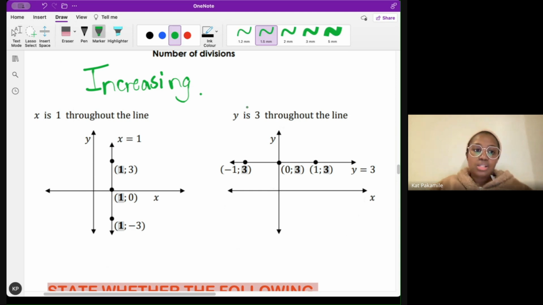That is indeed a constant graph. And how do we know that? For the first one, my x value did not change. No matter where you go on this graph, even if I choose a point there, my x value will be 1 and then there'll be a y value. Even if I choose one there, my x value will still be 1 and then I'll have a y value. So this is what a constant graph looks like.